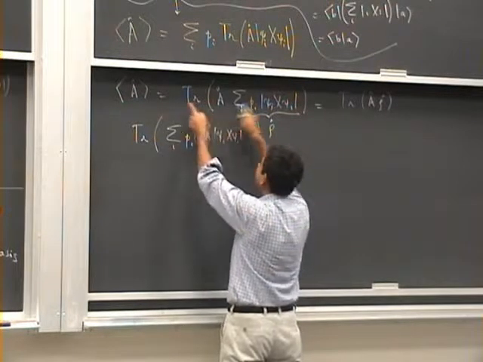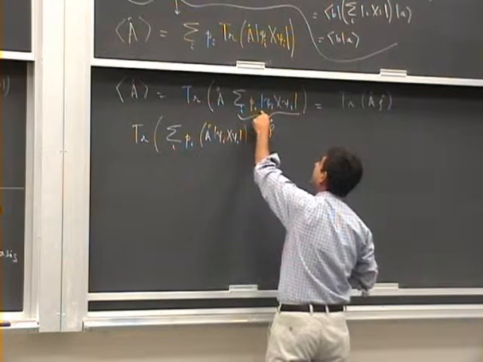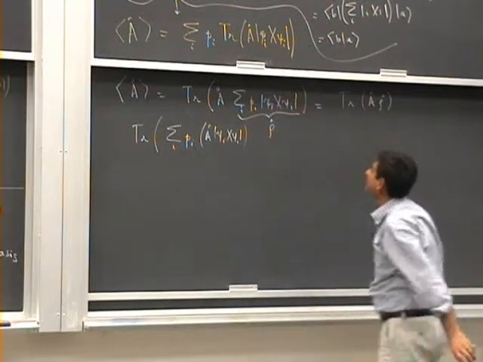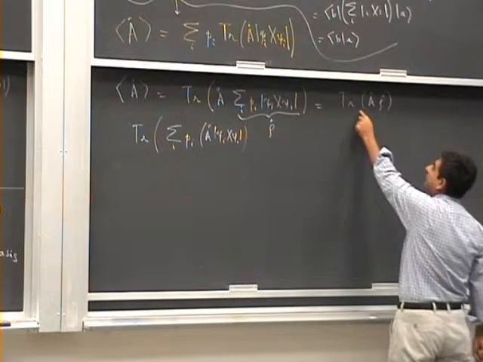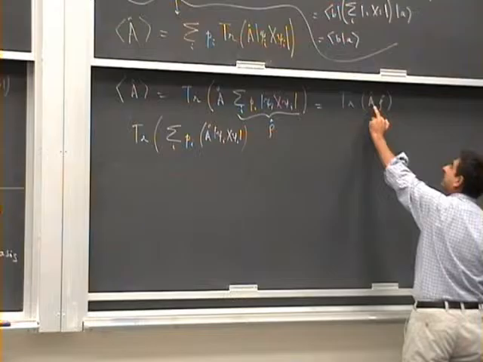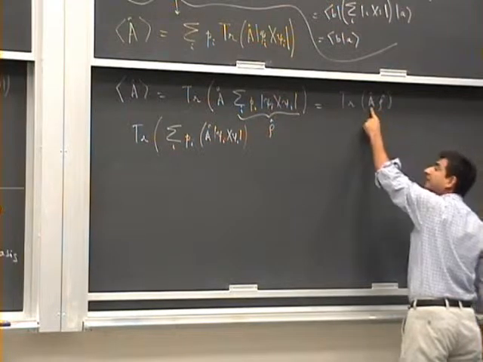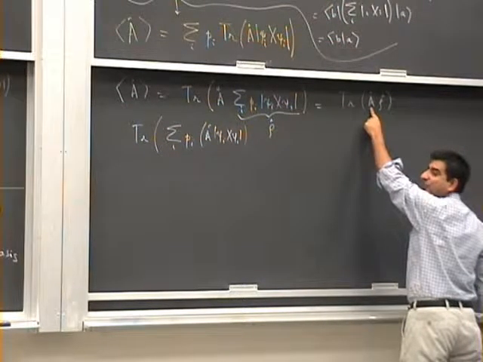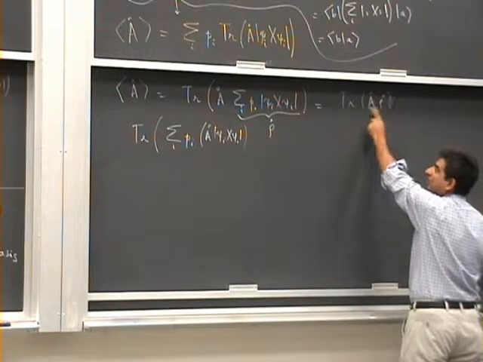Okay, so this is what I've done here. I've taken this pi inside. This simply is a density operator, and I'm left with the expectation value of any observable, which is given by multiplying the operator corresponding to the observable with the density operator and taking the trace.